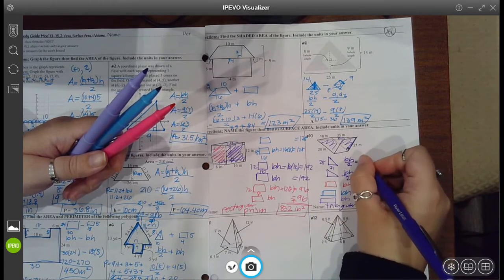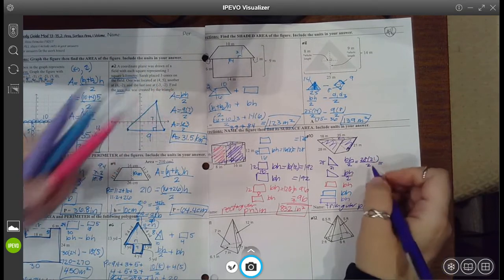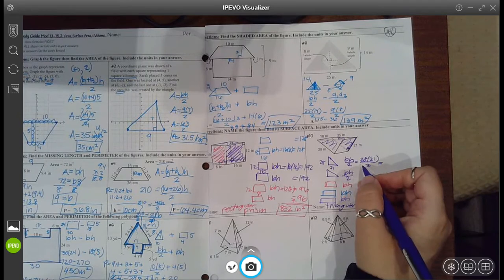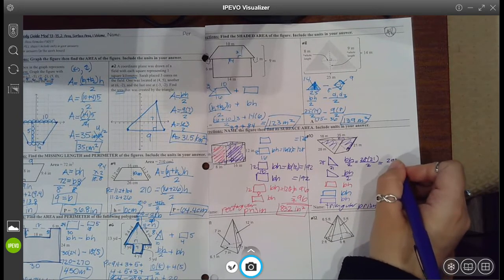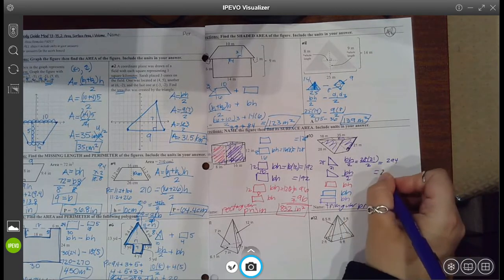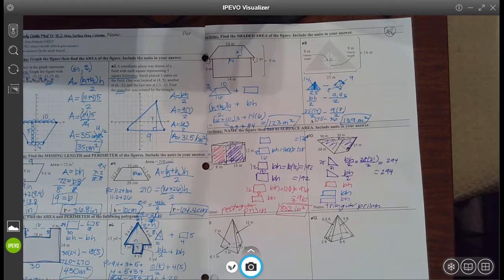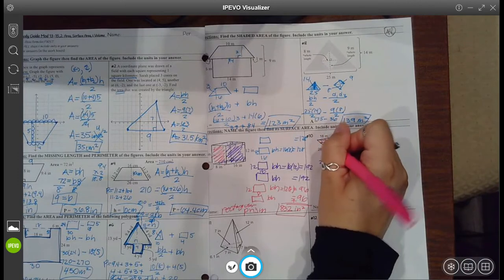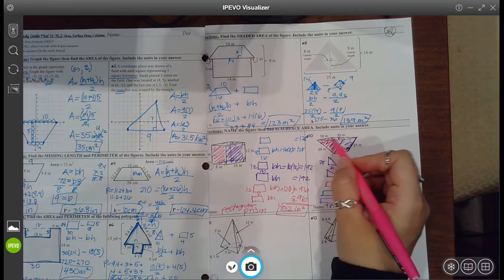So you have 28 times 21 divided by 2. Half of 28 is 14. 14 times 21, you get 294. And whatever this base is, so is the other base. Okay, now there's 3 rectangles that I need to find in that shape. I see one in the back right here, and that one is 28 by 18.